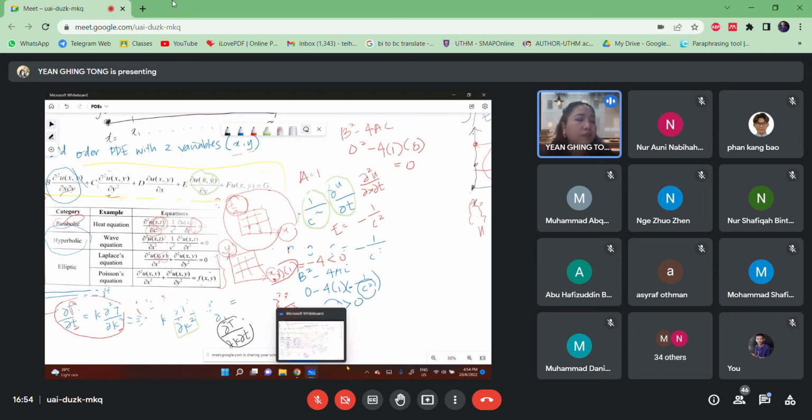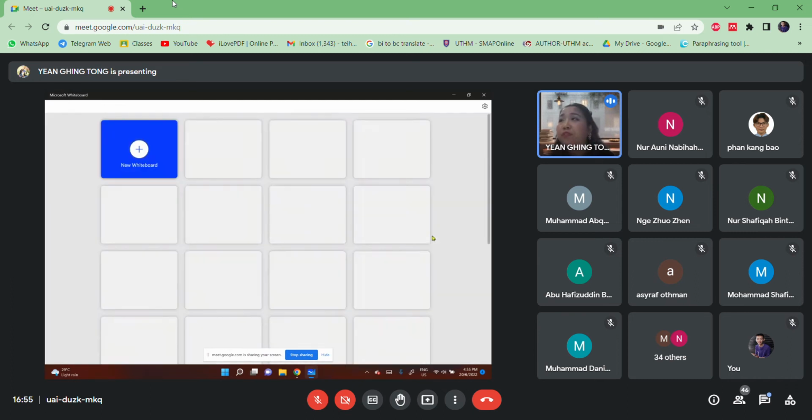Okay, so before I go to the heat equations, I will have to explain with you sekejap saya tengok dulu. I think this one I have to explain. Okay. Page line. If I'm too fast, let me know. Sekejap. Saya lukis balik.